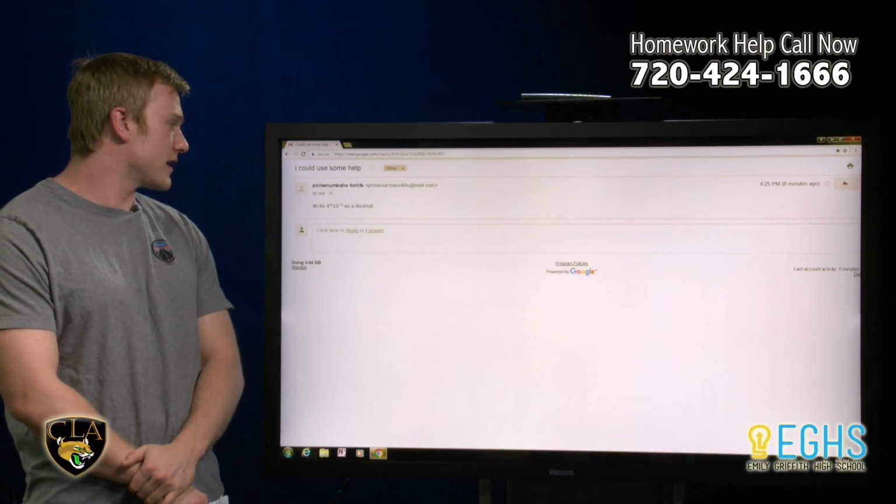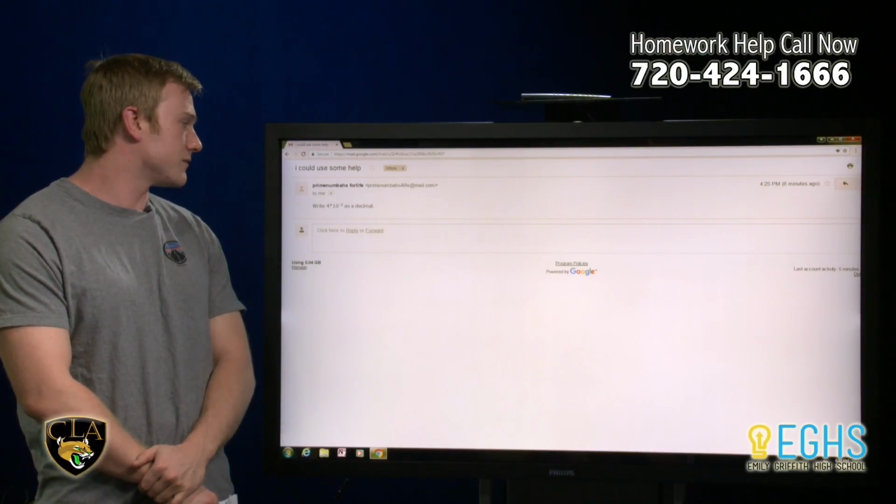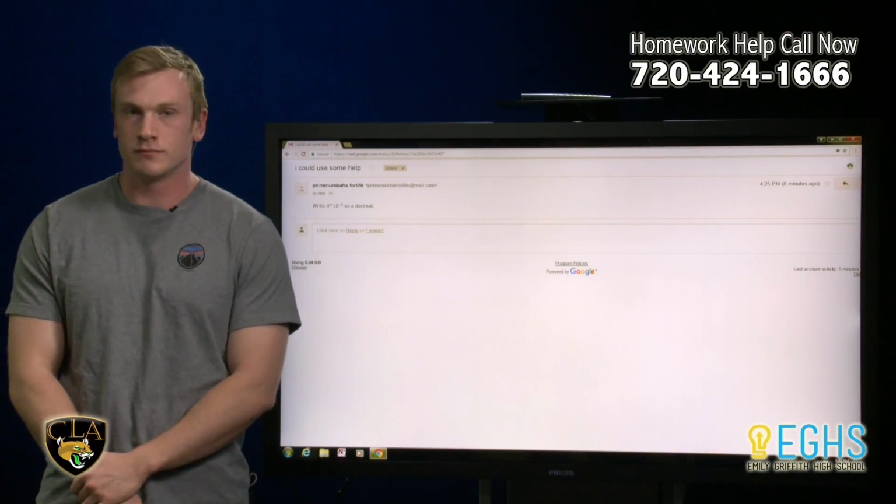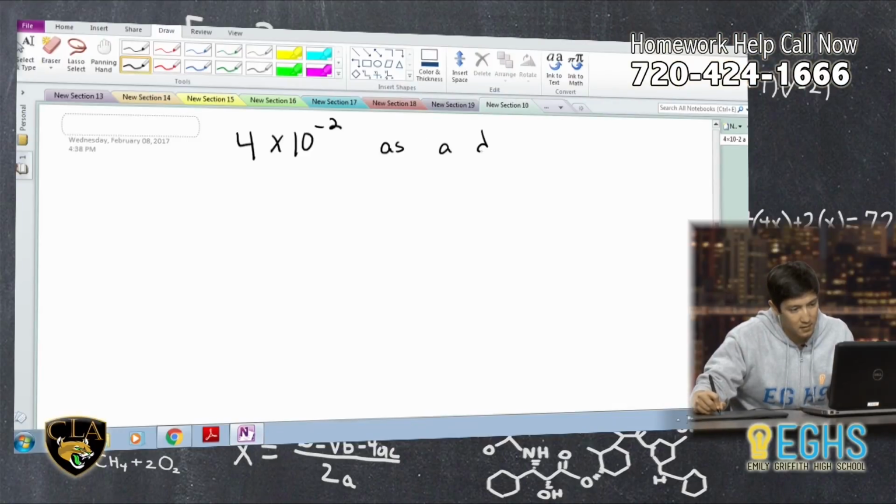4 times 10 to the power of -2 as a decimal. Yeah, I can take that one unless you want it. It's kind of an algebra. Go for it. So 4 times 10 to the -2, we want to write that as a decimal.